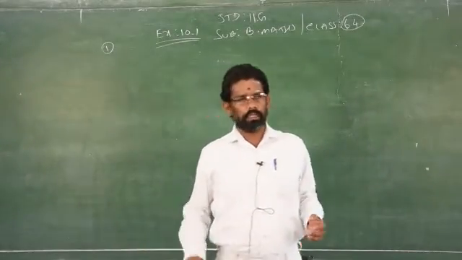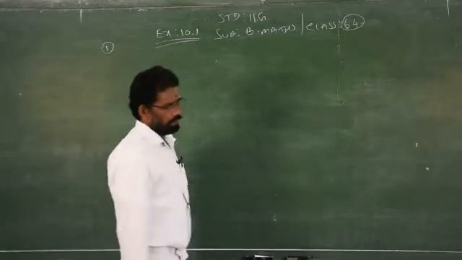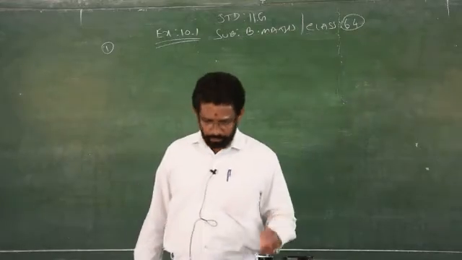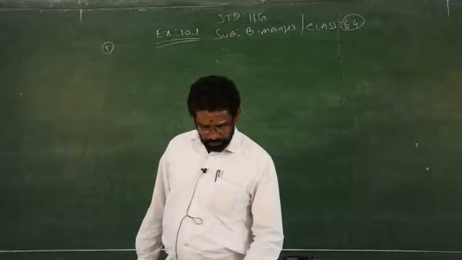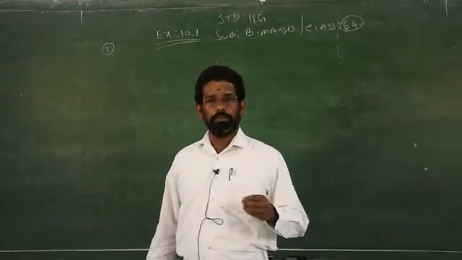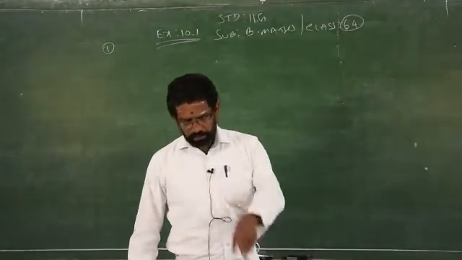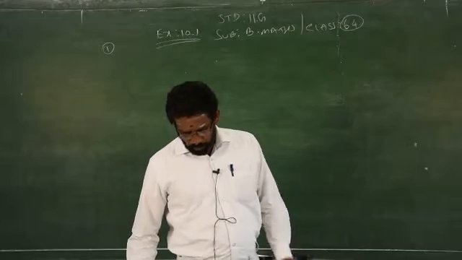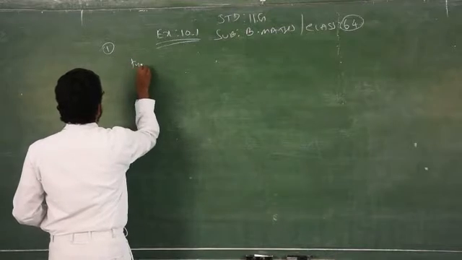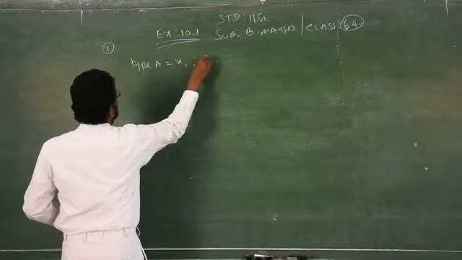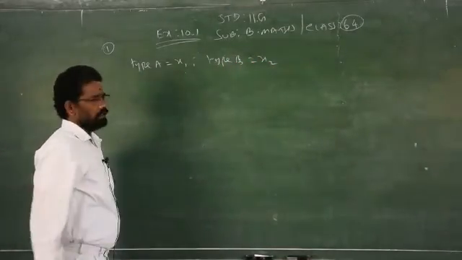So normally in the lower classes we take x and y, but here you have to take x1 and x2. There is no information given about the number of pens produced by the company of type A and type B. Therefore you have to take the number of pens under A as x1 and under B as x2. Clear? So I take type A as x1 and type B as x2.